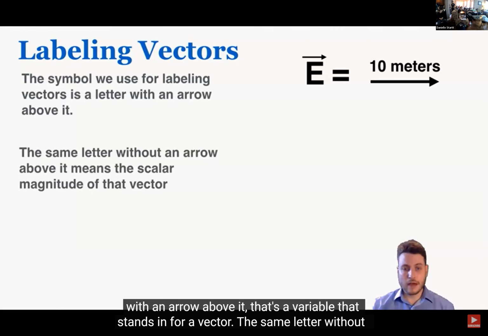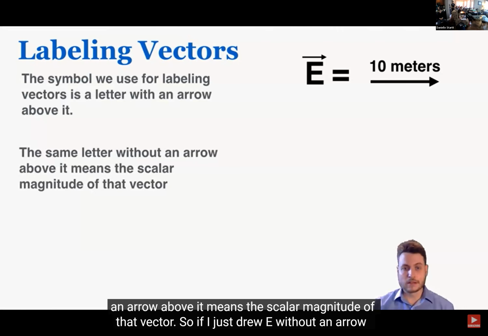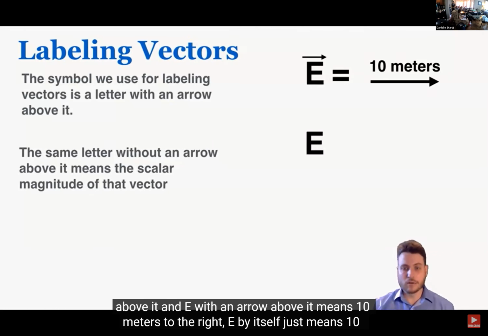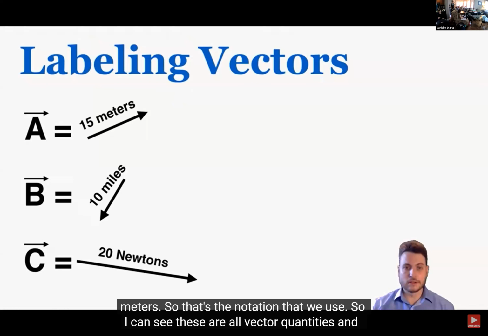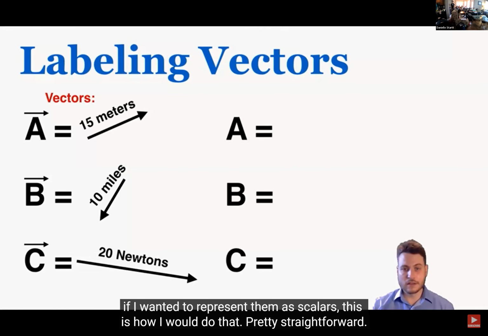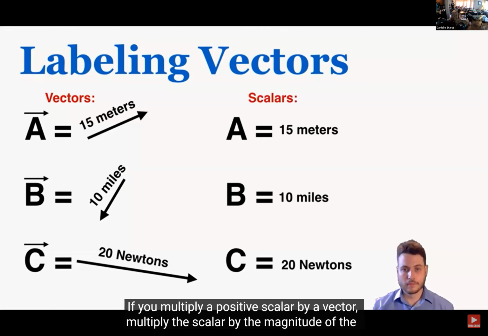The same letter without an arrow above it means the scalar magnitude of that vector. So if I just drew E without an arrow above it, and E with an arrow above it means 10 meters to the right, E by itself just means 10 meters. So that's a notation that we use. So I can see these are all vector quantities, and if I wanted to represent them as scalars, this is how I would do that. Pretty straightforward.